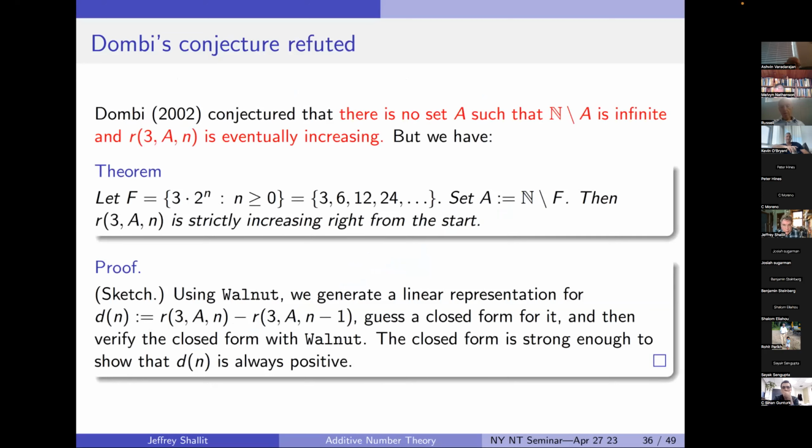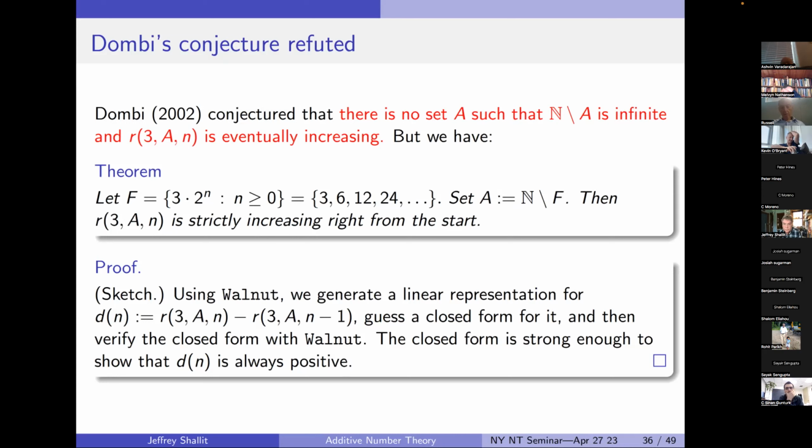So Dombey conjectured there's no set A such that its complement is infinite and R3A(N) is eventually increasing. But his conjecture is wrong, and here's a simple counterexample. Let F be the numbers 3, 6, 12, 24, in other words, 3 times the powers of 2. Let A be the complement of F. So A has a sparse complement, but infinite, and R3A(N) is strictly increasing right from the start.